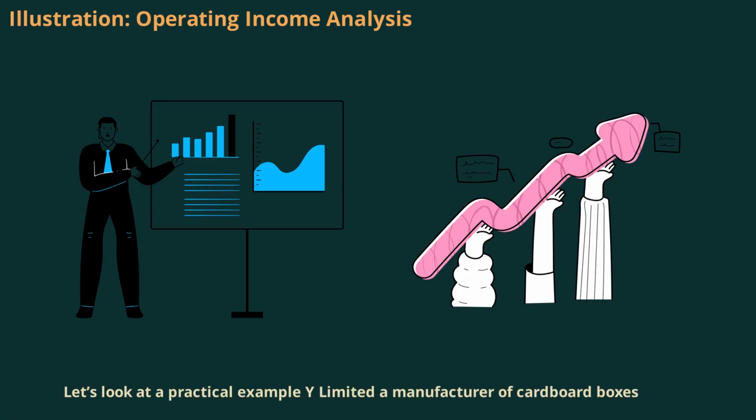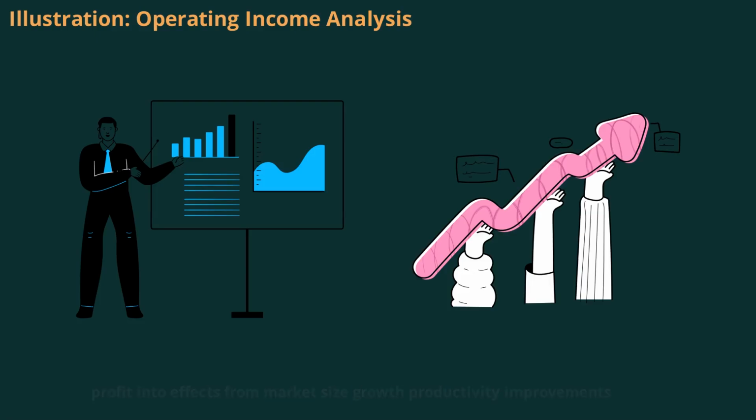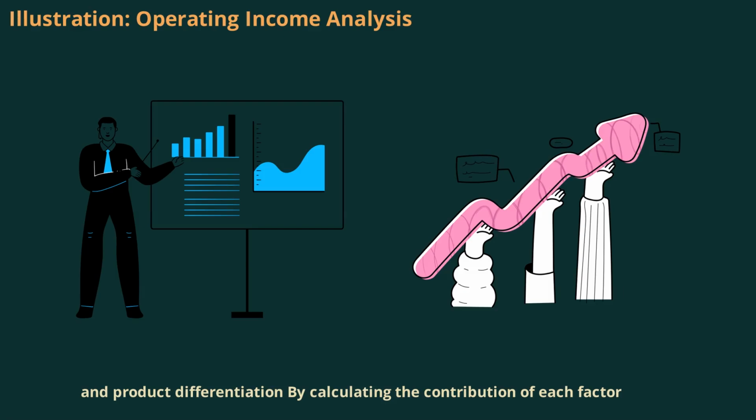Let's look at a practical example. While Limited, a manufacturer of cardboard boxes, analyzed its operating income between 2023 and 2024. The company broke down the change in profit into effects from market size growth, productivity improvement, and product differentiation. By calculating the contribution of each factor, management could see exactly how much each influenced the bottom line. This kind of detailed analysis helps companies understand.